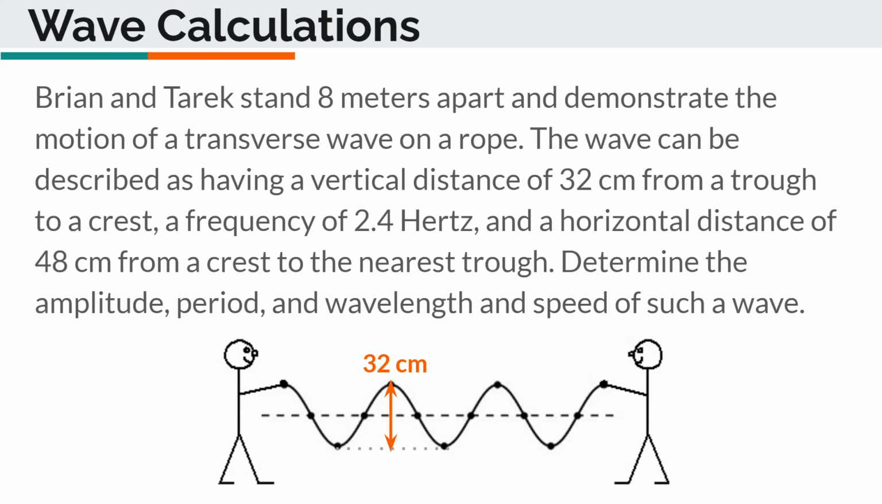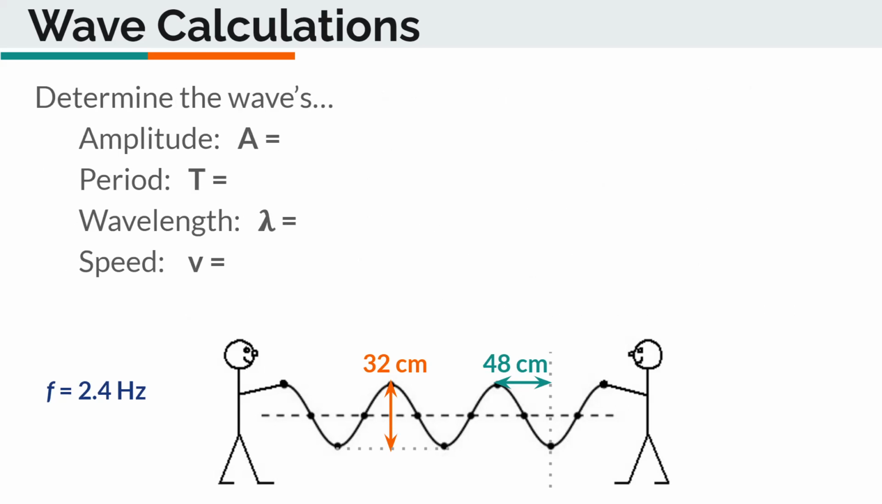There's my 32 centimeters. A frequency of 2.4 hertz and a horizontal distance of 48 centimeters from a crest to the nearest trough. So let's label that too. Horizontally from crest to trough, 48 centimeters. Determine the amplitude, period, wavelength, and speed of such a wave. Okay, so let's do that. Amplitude, period, wavelength, and speed.